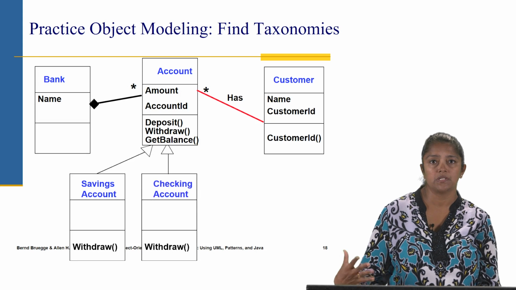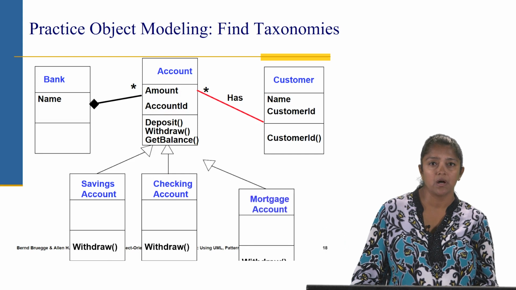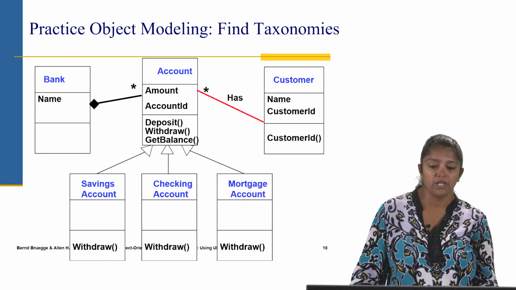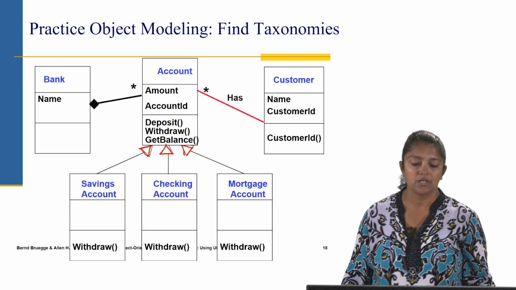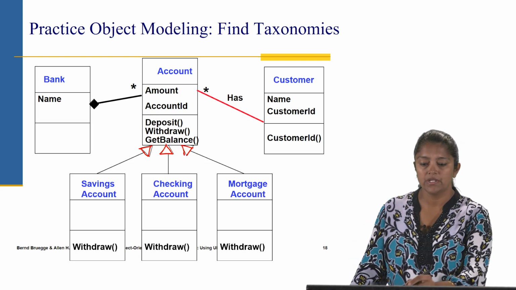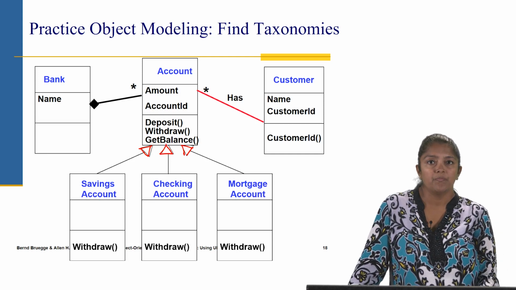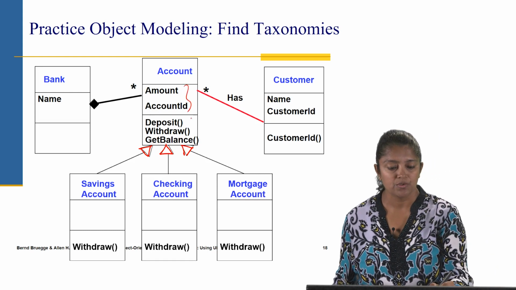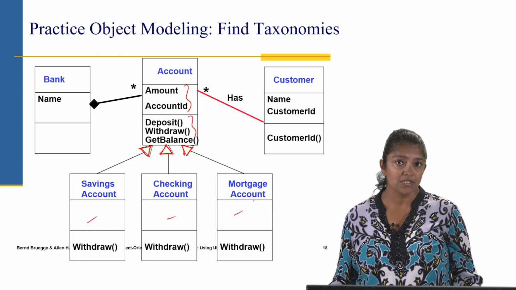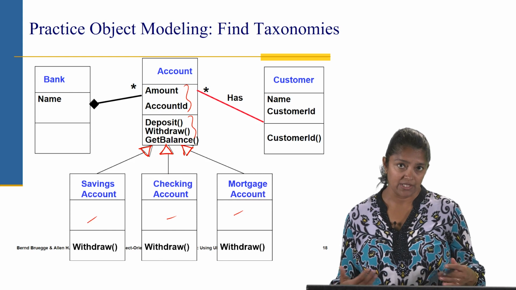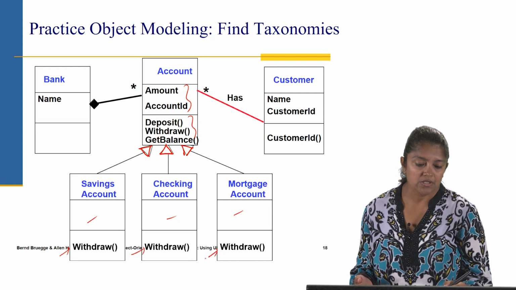Then we think of taxonomies and find if there are any taxonomies in there. So account, there could be different types of accounts. We can have a savings account, a checking account, a mortgage account. So basically we indicate that using the inheritance association. So this is a special kind of one. It's the kind of. Savings account is a kind of account. Checking account is a kind of account. They're more specialized accounts. So as you can see, we don't have to repeat any of the attributes or operations of account. They're all inherited automatically by the child classes. The only thing that we need is any specialized attributes or operations. So withdraw is going to be different for savings, checking and mortgage.